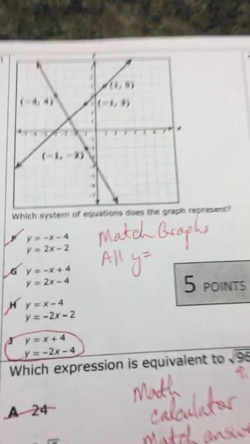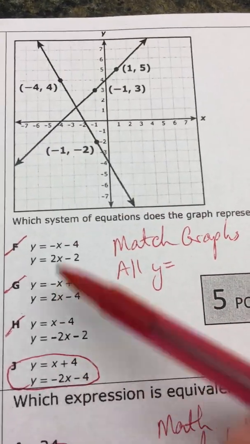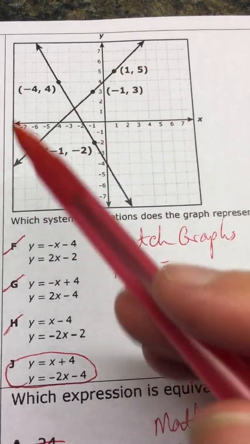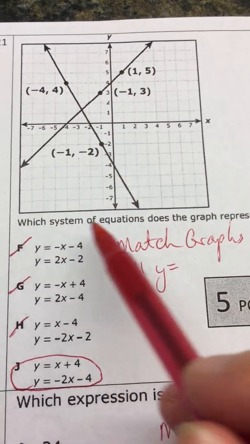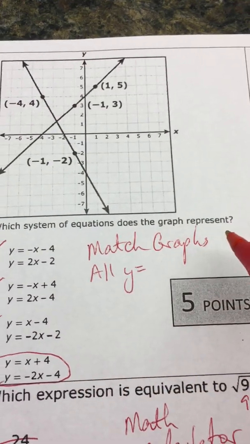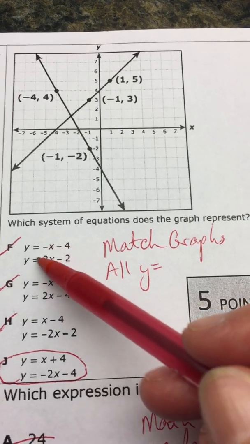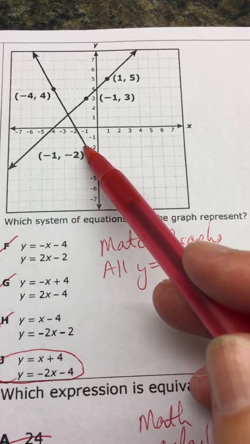So there was that page. Now let's go to the next page. 21. We have a systems of equations, a whole bunch of different sets of two equations. I've got a picture with two lines on it. Which system of equations does the graph represent? All you've got to do, and they're all in y equals, so I can just put them in the calculator, look at the picture, right?